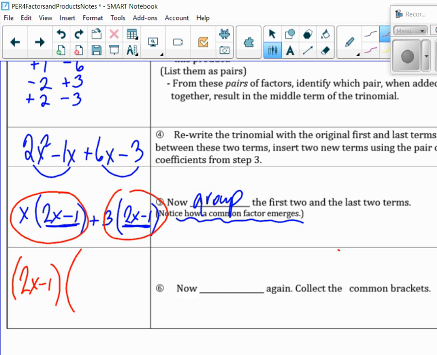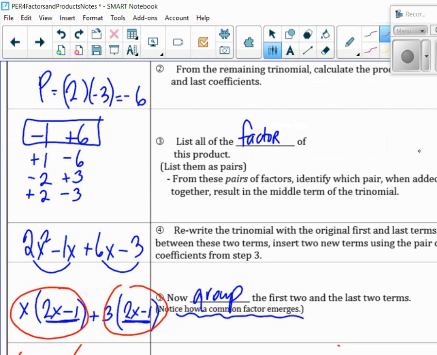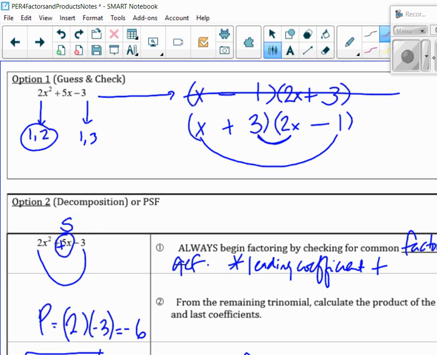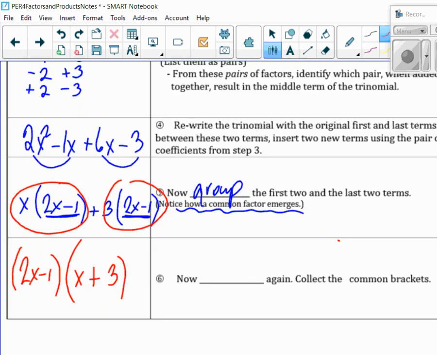And then what are we left with when we pull out a 2x minus 1 in the first term? We're left with an x. And if I pull out a 2x minus 1 out of the second term, what am I left with? A plus 3. And isn't that the same thing I got up there? x plus 3, 2x minus 1. 2x minus 1, x plus 3.